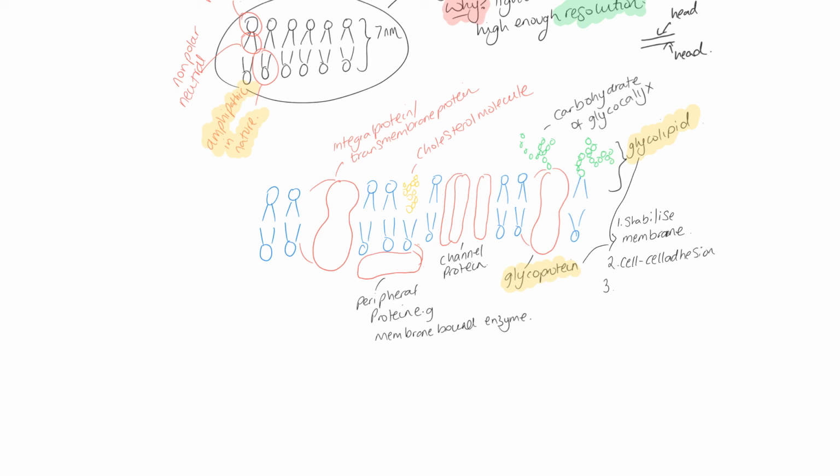Specifically, glycoproteins can act as antigens, which are really important in cell recognition, and they can also act as receptor molecules, so as binding sites for other chemicals like, for instance, hormones or neurotransmitters.